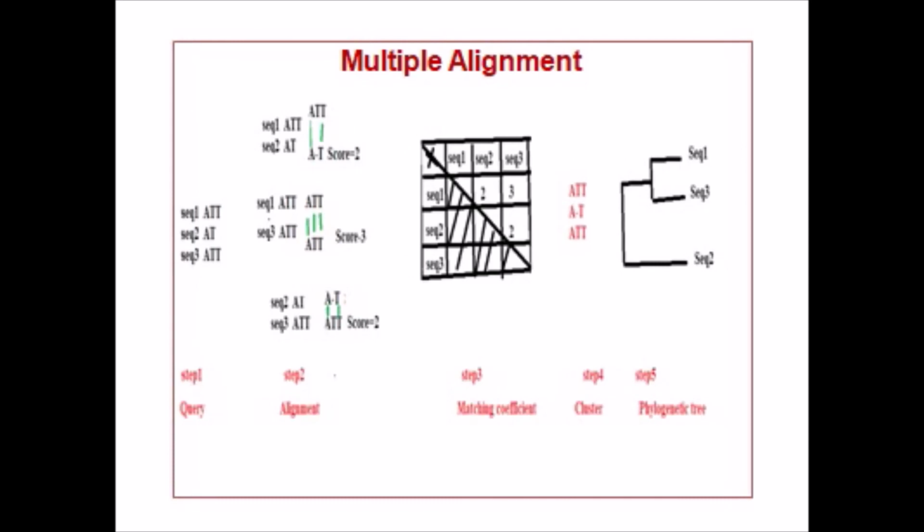One example of multiple alignment, or clustering: if we have more than two sequences, such as seq1 ATT, seq2 AT, and seq3 ATT, we first align the first sequence with the second, the first with the third, and the second with the third. After that, we compute the matching coefficient. Seq1 and seq2 have a score of 2, seq1 and seq3 have 3, and seq2 and seq3 have 2. As 3 is the maximum, the first and third sequences, ATT, are similar and the second sequence is diverse. Hence the phylogenetic tree will be drawn.